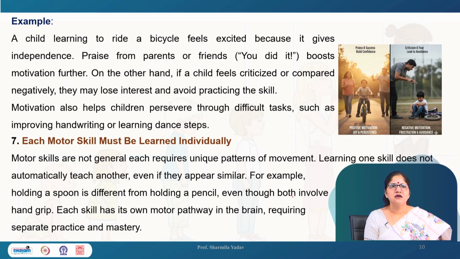And the next essential condition is each motor skill must be learned individually. Motor skills are not general. Each requires a unique pattern of movement. Learning one skill does not automatically teach another, even if they appear similar. For example, holding a spoon is different from holding a pencil, even though both involve hand grip. Each skill has its own motor pathway in the brain, requiring separate practice and mastery.